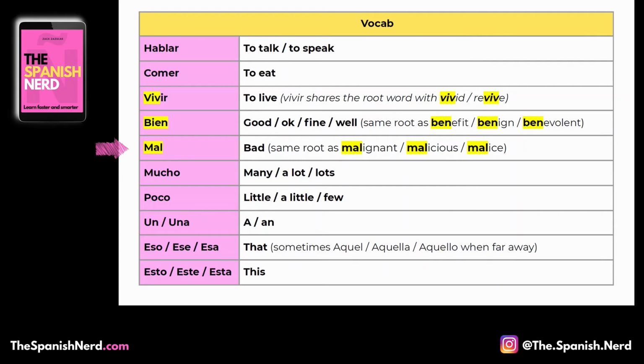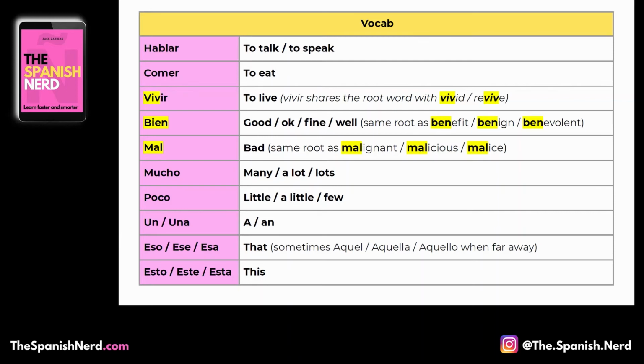Remember what I said before about these cognate words? These words that share similar roots, similar meanings. It's better to have some kind of connection with something that you're familiar with than having no connection at all. Okay, so a few more words here. We have mucho, we have poco, it means many, and then little. We have un and una, it means a or an. A car, a house, etc. like that.